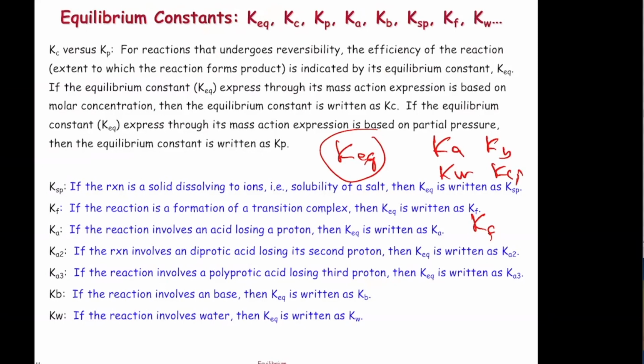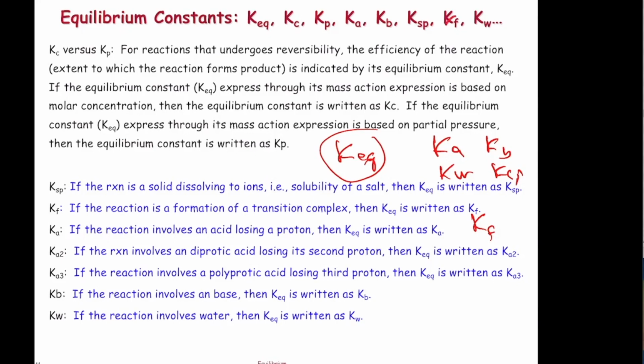It's only providing you information. Is that reaction acid-base? Well, we call K equilibrium Ka. Is that reaction an acid? We call it Ka. Is that reaction a water breaking apart? We call that Kw. Is that reaction a solid dissolving? We call that Ksp, solubility product. Is that reaction formation of a product? We call that Kf, but it's still K equilibrium.